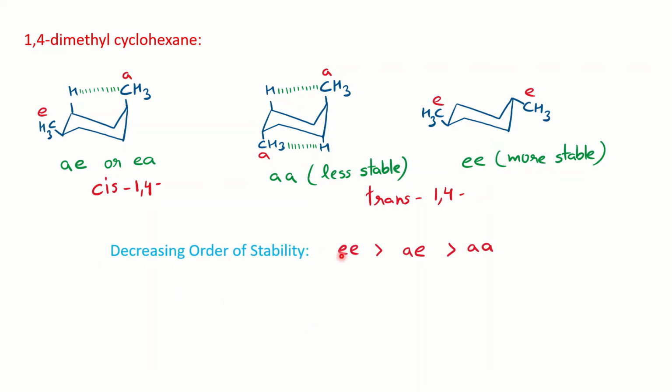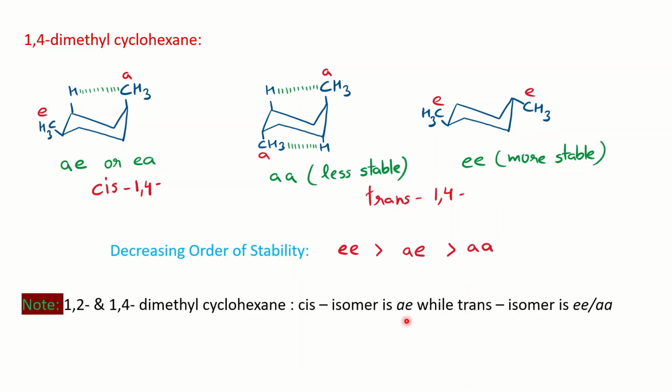So again, the order of stability is EE most stable, then AE or EA, and the least stable is AA. You can notice 1,2 and 1,4 both have the same conformation AE and EA for cis, while for trans it is EE. So this is the trick. Whenever they ask you to draw 1,2 and 1,4 dimethyl cyclohexane cis, you have to draw AE, and if you learn this only, you can draw the trans isomer as EE. In the other case, the 1,3 is going to be just opposite to this.